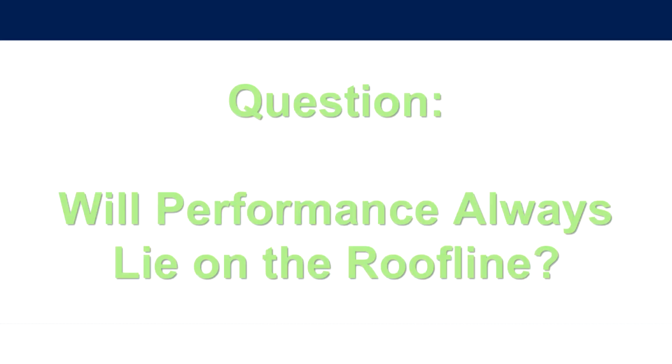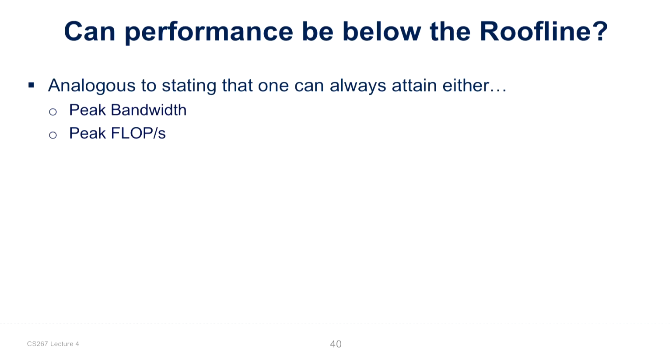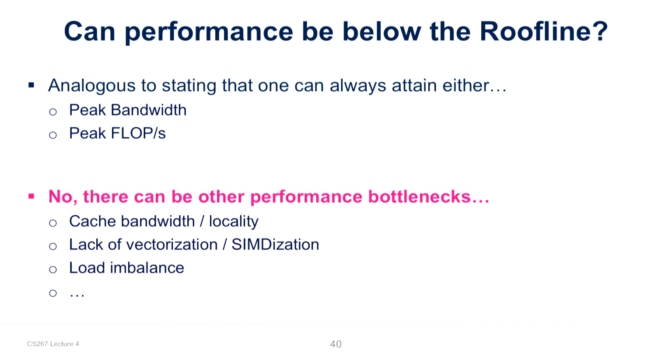So the next question that you might ask is, will the performance always lie on the roofline? Will they be at the bandwidth peak or at the floating point peak of the machine? And the answer, of course, is no. Oftentimes you will have things that will not run at either one of those peak limits of the machine. It's about asking, can we achieve either one of those peaks, and what are some of the reasons that you're not going to be able to get to those peak numbers?